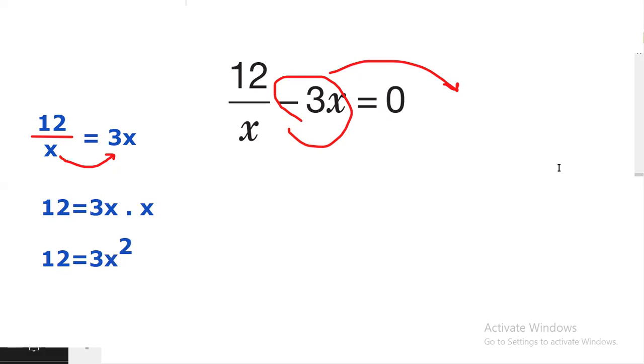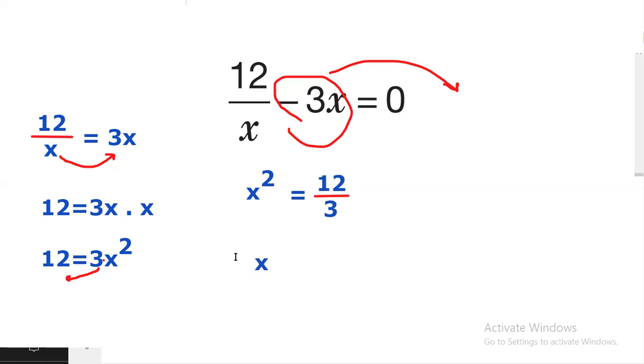Now, I want to make the x power 2 the subject so I can solve it. This one is multiplied by it, so I'm going to take it to the other side by dividing. This means that x power of 2 equals what? Equals 12 divided by 3. Okay? The steps are easy once you focus on the questions. They are very easy. Just focus on the steps, okay?